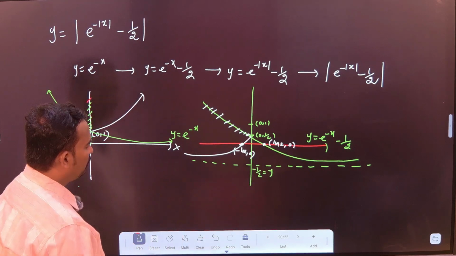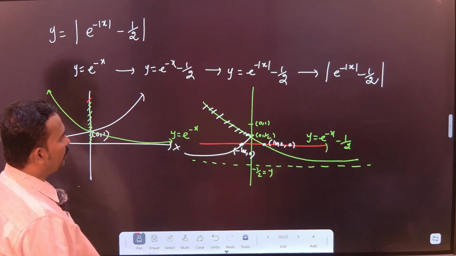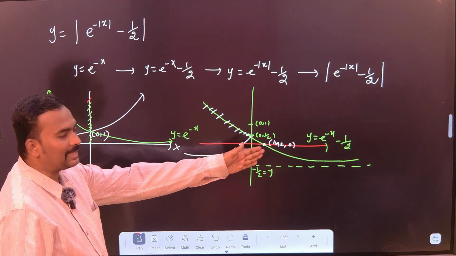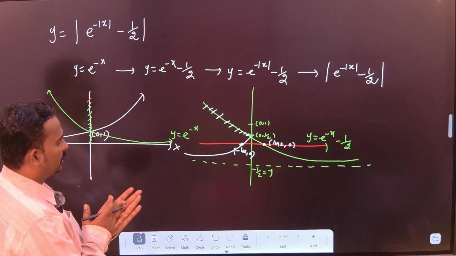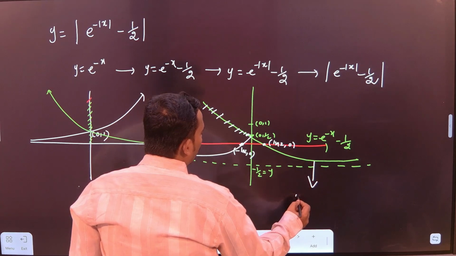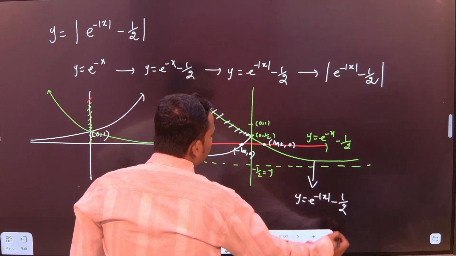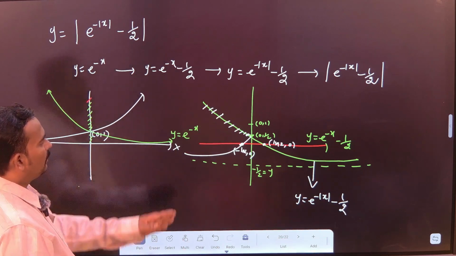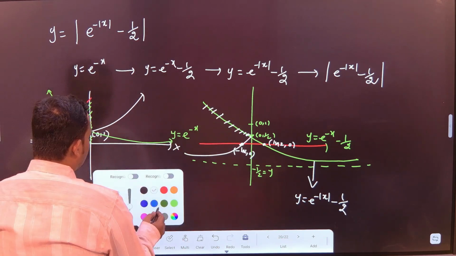Put y is equal to 0, you can find out this x intercept, log 2 comma 0, and this is minus log 2 comma 0. This entire graph is what? y is equal to e power minus mod x minus 1 by 2. Okay. Then you can apply the modulus on that. How to apply modulus here?